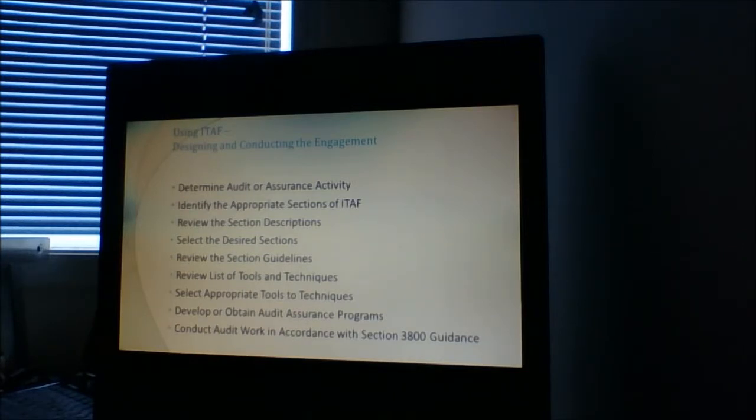Then review the section description. It includes the guidelines. For example, for IT risk assessment, there are guidelines on how to do IT auditing on risk assessment. Then review the section guidelines and the list of tools and techniques, select the appropriate tools and techniques, and then obtain audit assurance programs and conduct audit work in accordance with the Section 3800 guidelines.